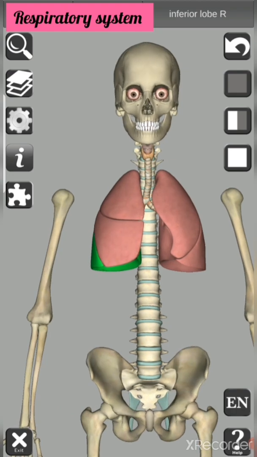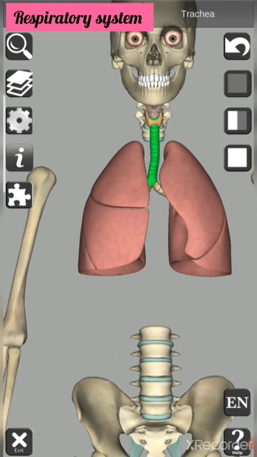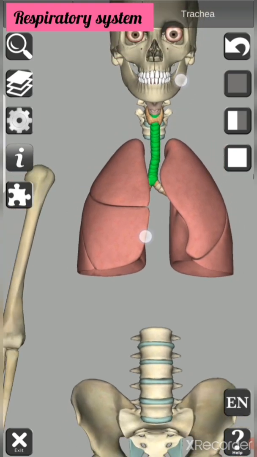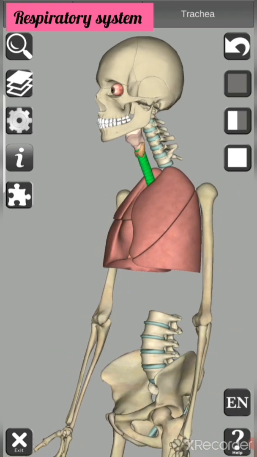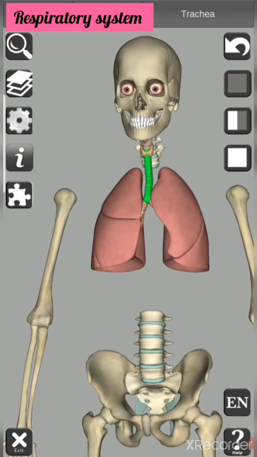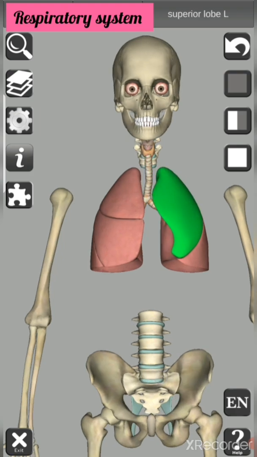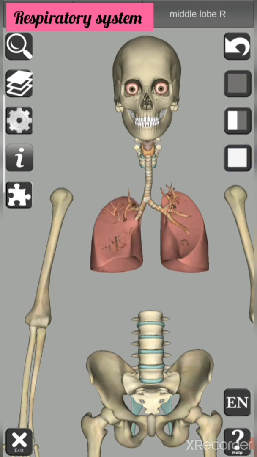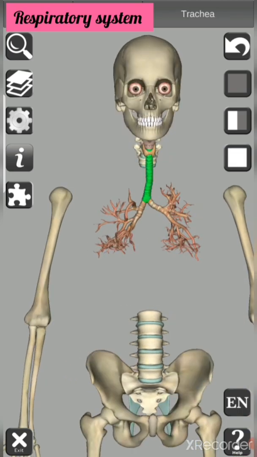And after the lung, here you can see there is a pipe-like structure. This pipe-like structure is known as the trachea. This is the trachea, also known as the windpipe. Now, if I remove the lung completely, okay, now here I have removed the lung. What is remaining over here? Only this windpipe is remaining.